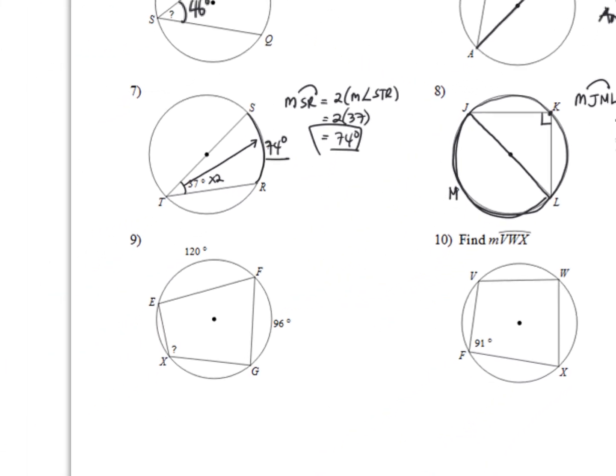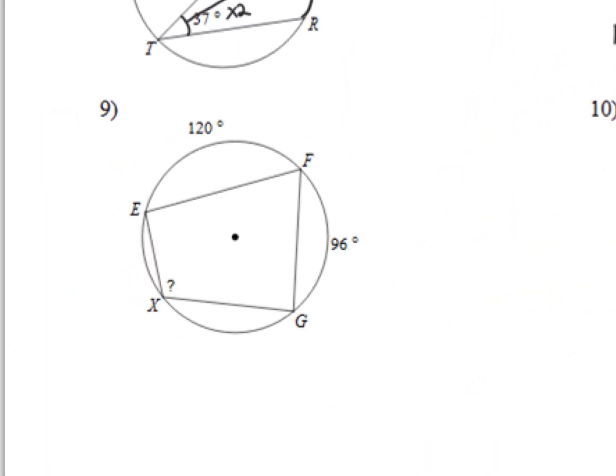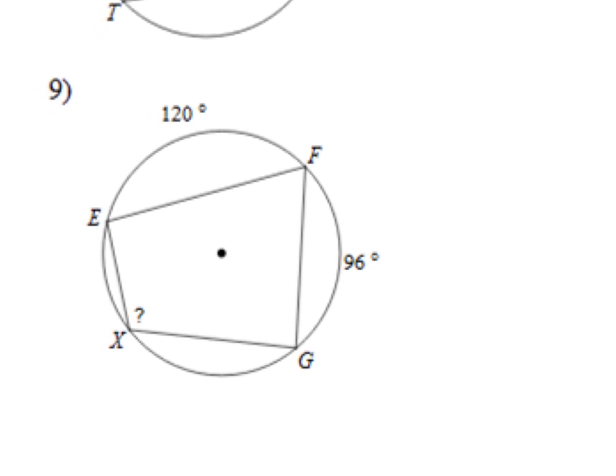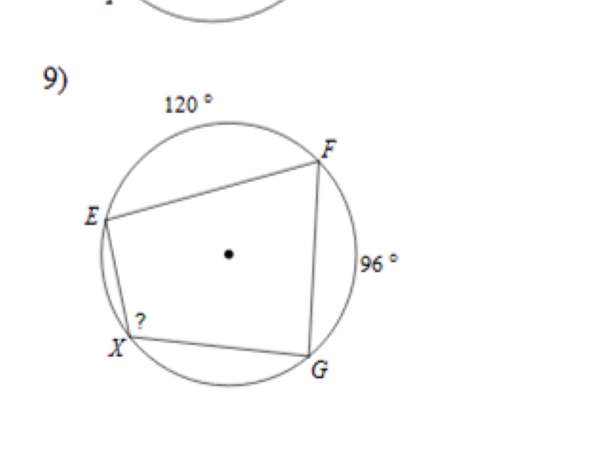Okay, let's go to number 9. Number 9, we are actually seeing an inscribed quadrilateral in a circle.